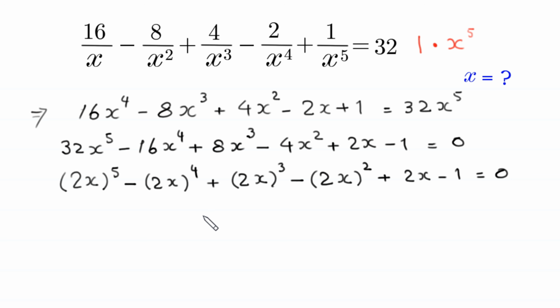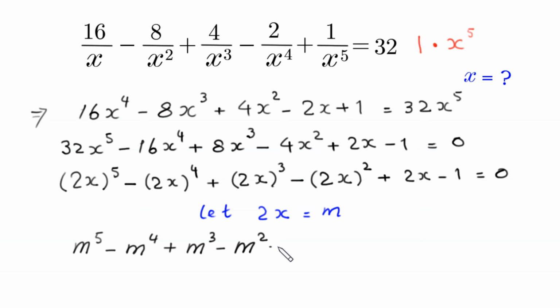Now we suppose that 2 times x is equal to m. So this equation will become m to the power 5 minus m to the power 4 plus m cubed minus m squared plus m minus 1 is equal to 0.